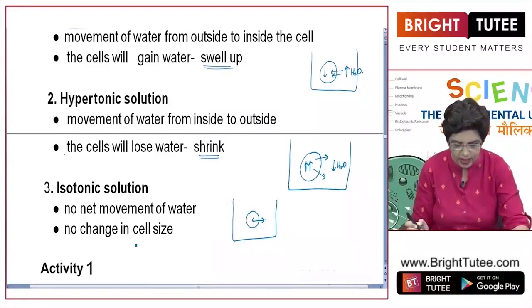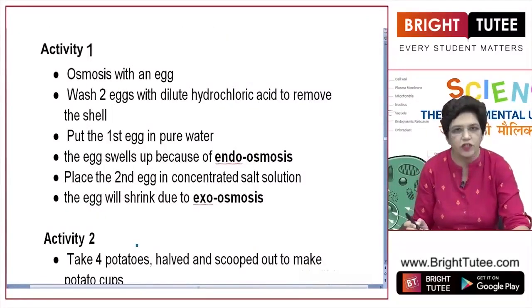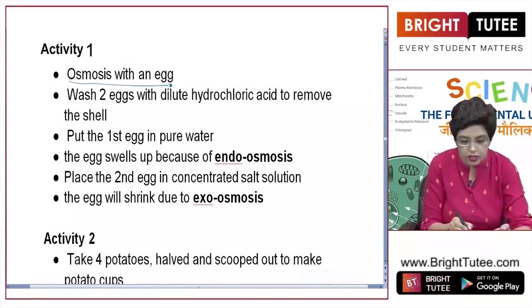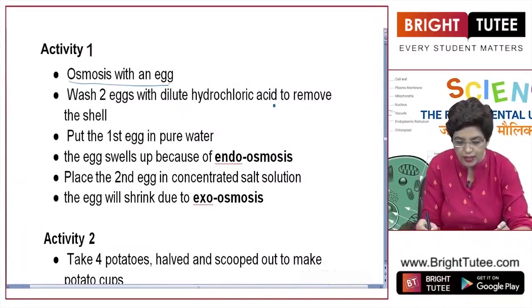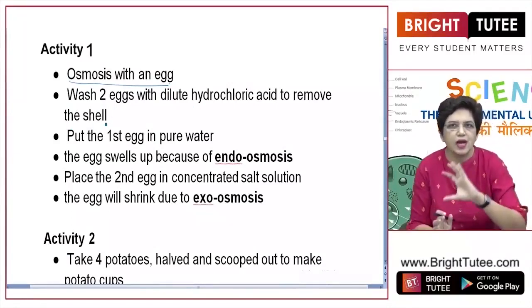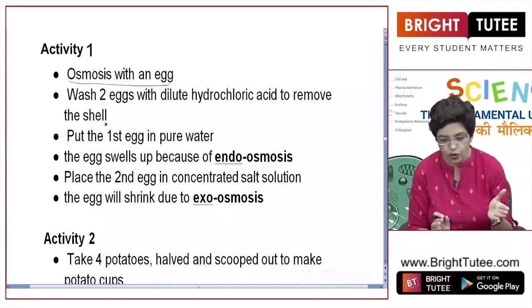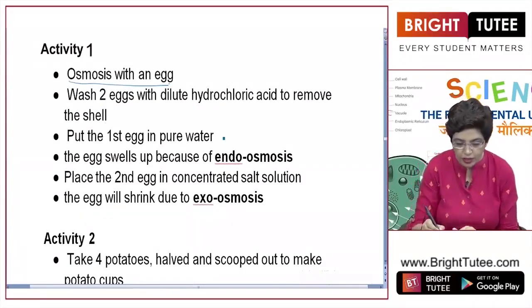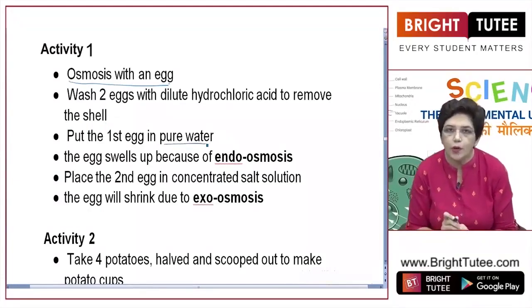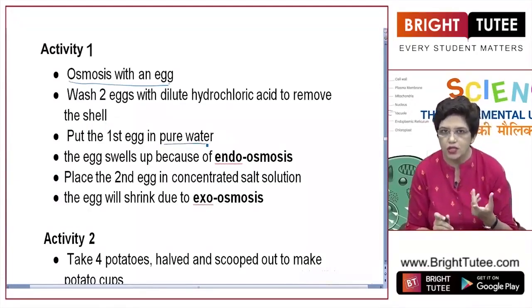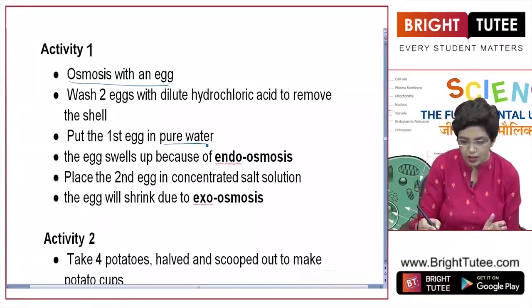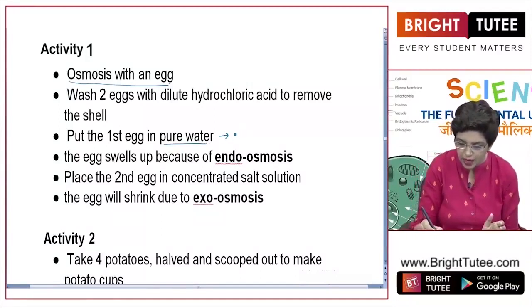All right. Next, regarding this, there are two activities which will help you explain hypertonic and hypotonic solution. First activity is osmosis with an egg. First, wash 2 eggs with dilute hydrochloric acid to remove the outermost shell. There is a hard covering outside the cell, so once you wash it with dilute hydrochloric acid, it will be washed out. Now put the first egg in pure water. Pure water contains higher water concentration and less salt concentration, so it is a hypotonic solution.